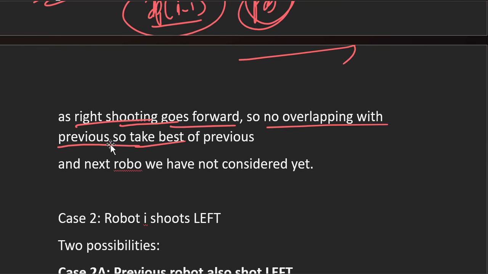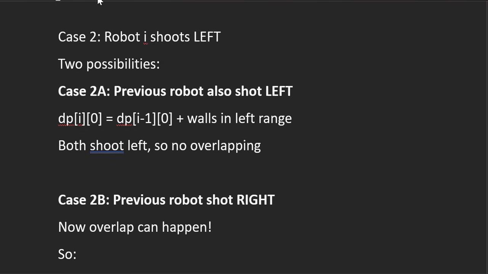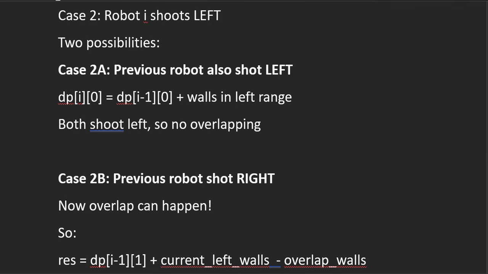And the next robot we haven't considered yet, right? That's why we are not considering overlapping with the next robot. So this is case 1. Let's move to case number 2.